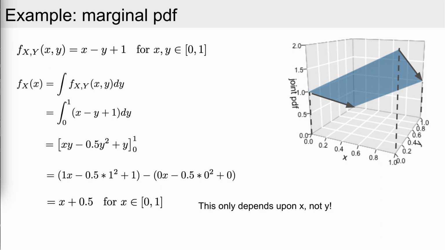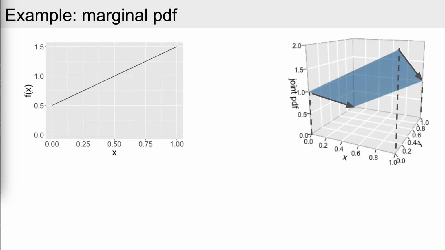And importantly, this formula only depends upon x, not y. Again, because it is the marginal PDF of x alone. The marginal PDF of x plotted here at left is consistent with the patterns in the joint PDF. For example, just as the PDF of x is lowest when x equals 0, the total density across y in the joint PDF is also lowest when x equals 0. The density then increases linearly as x increases to 1.